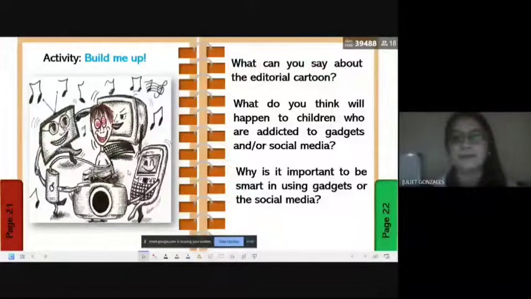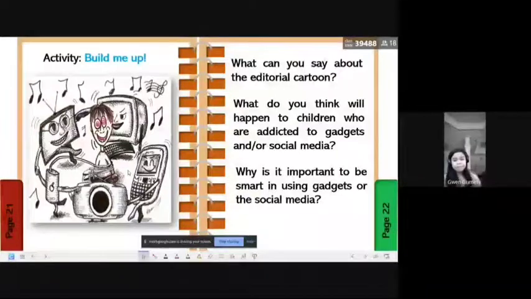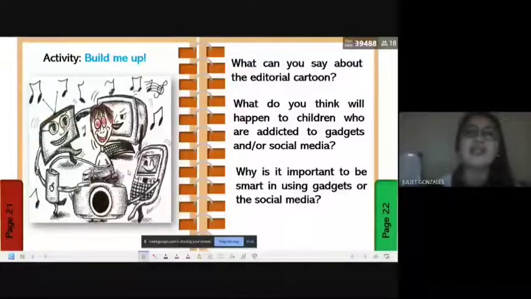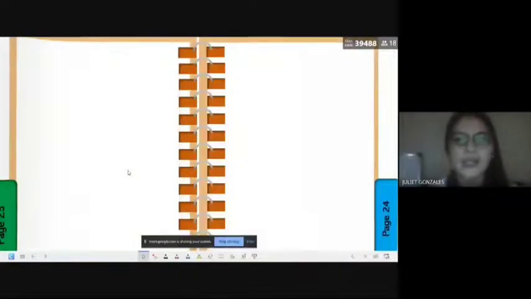Yes, Gwen. In my opinion, it is important to be smart in using gadgets so that our time wouldn't be wasted because we cannot turn back time. Wow, very good. If you are isolating yourselves in a room where you spend most of your time using gadgets or on social media, you can no longer turn back time and you are just wasting time, no? Instead of doing more important things, you are isolating yourselves in a room with your gadgets. That's good. Okay, let's proceed. Next picture.